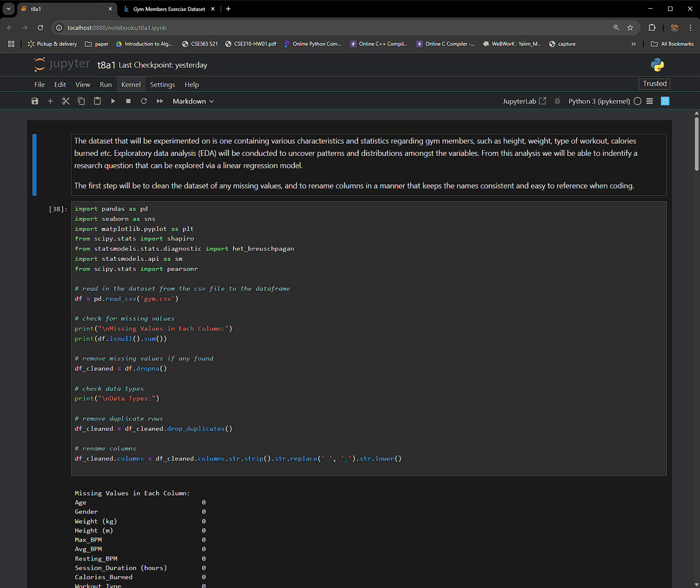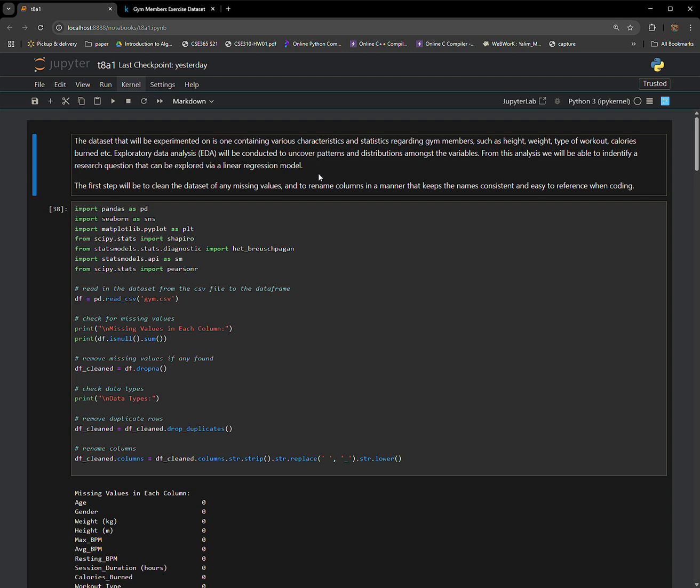All right, so today I'll be going over the assignment that's about exploratory data analysis over a data set of our choosing. So the data set I chose was one regarding gym members and various characteristics and statistics of those gym members, such as the height, their weight, types of workouts, calories burned, etc.